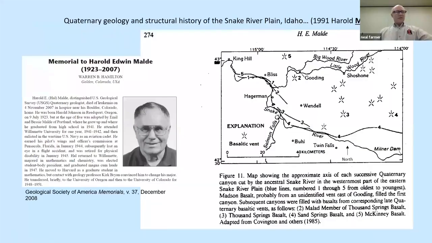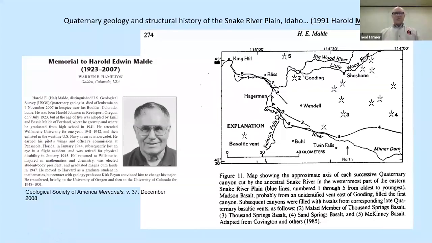Harold Malde came in and, in my opinion, was a heavy hitter in defining these paleo channels and canyons, and started mapping them out. Stearns identified the processes and some of the locations, and Malde started mapping those out, and the sequence of them. So in one of his publications, he has canyon number 1, 2, 3, 4, 5, and maps those out.